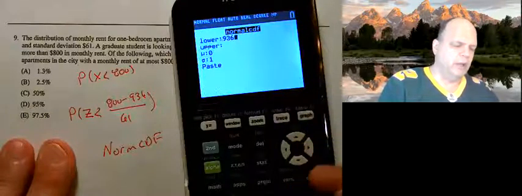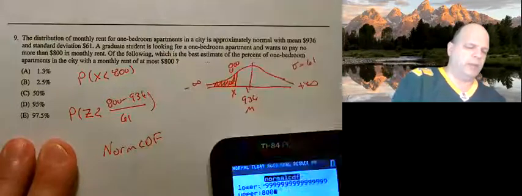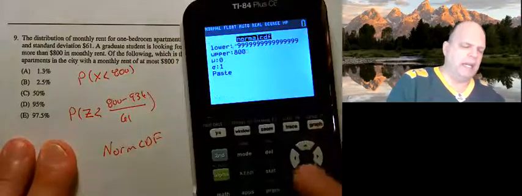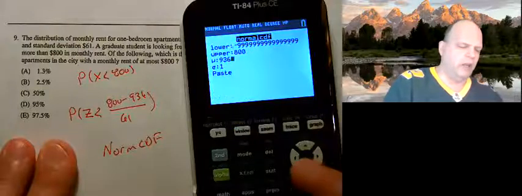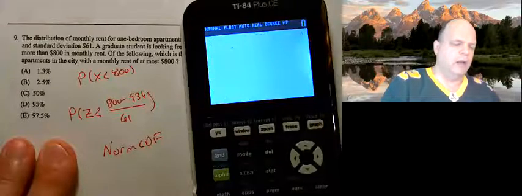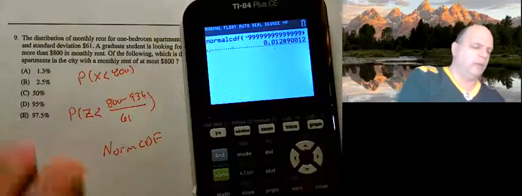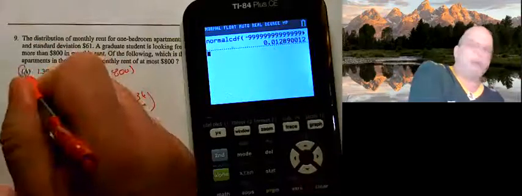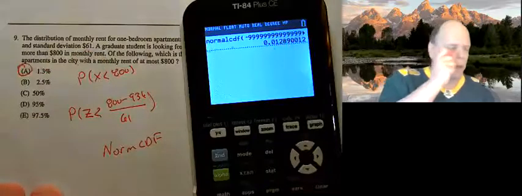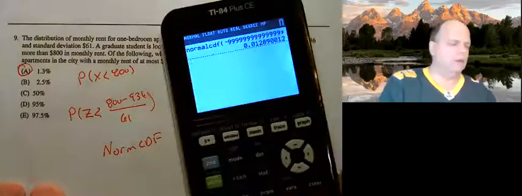My lower bound is negative infinity. I just put a bunch of negative nines in there. My upper bound is 800, because that's the upper part of my shading. My mean is 936. And my standard deviation is 61. When I do that, I get 0.01289. So about 1.3%. So the best answer for number 9 is A. All right.